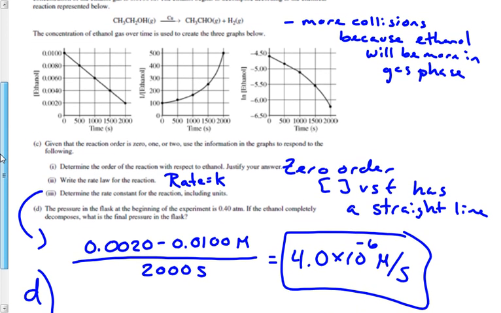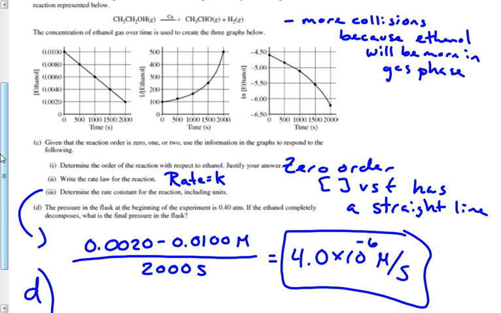The pressure in the flask at the beginning of the experiment is 0.4 atm. If the ethanol completely decomposes, what is the final pressure in the flask? This is not as hard as it sounds. Correct me if I'm wrong, because I'm not looking at it. I'm looking at that equation. It's saying that it starts initially at 0.4 atm. If it completely decomposes, what is the final pressure?